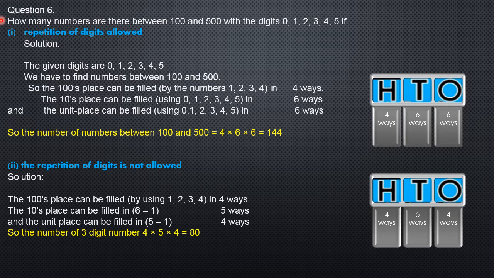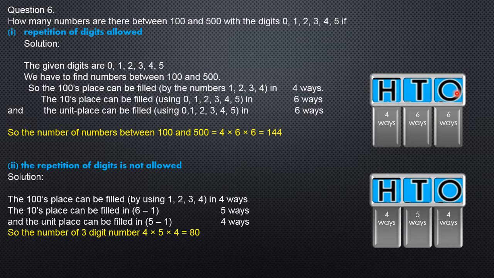Question number 6. How many numbers are there between 100 and 500 with the digits 0, 1, 2, 3, 4, 5? So the given digits are 0, 1, 2, 3, 4, 5. 6 numbers are there. We want to find how many numbers between 100 and 500. 100 and 500 means in between numbers are 3-digit numbers.